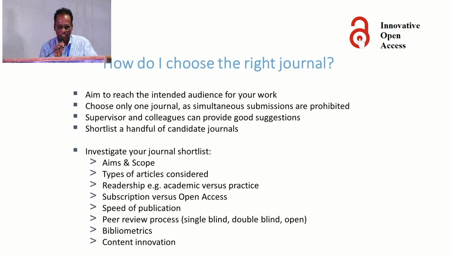If researchers don't have much knowledge about journal selection, they can get help from their HOD or their superiors for related journals as per guidelines. Investigate your journal shortlist: aim and scope, type of article considered, readership, academic versus practice, subscription versus open access.